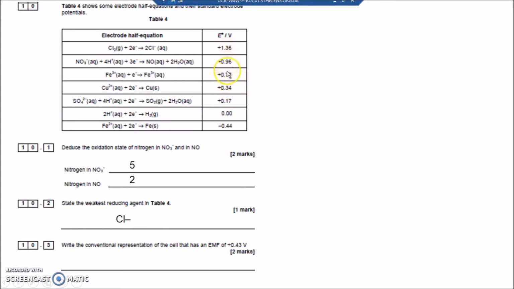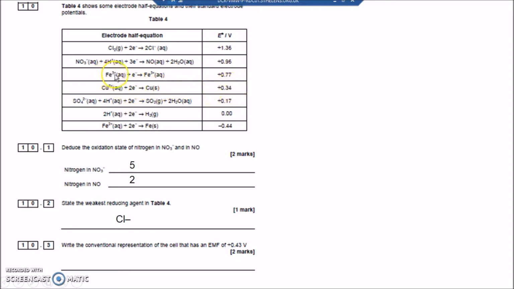Write the conventional representation of a cell that has an EMF of 0.43. So I'm looking for two values that have got a difference of 0.43. I've spotted them straight away, 0.77 and 0.34. If you subtract those numbers, you end up with 0.43. So which one's going to go ahead and which one's going to be reversed? Well, the one with the larger electrode potential is going to go ahead, so Fe3+ plus an electron going to Fe2+ has got a large electrode potential of 0.77, larger than 0.34, so the other one's going to be reversed.